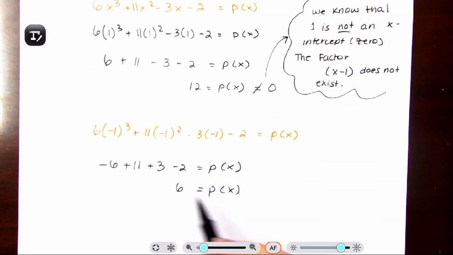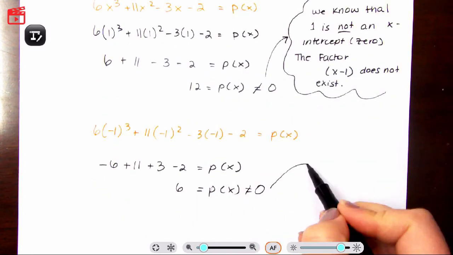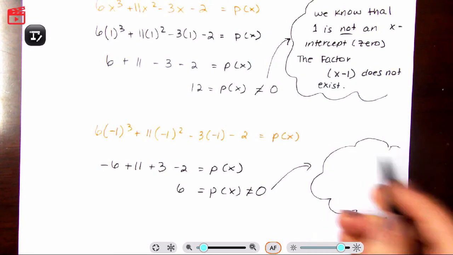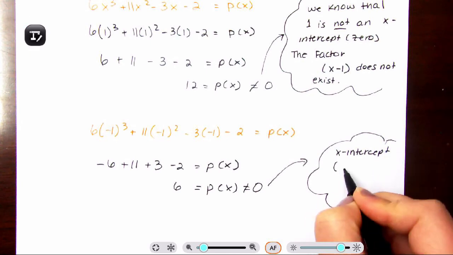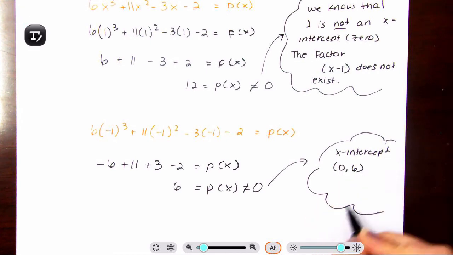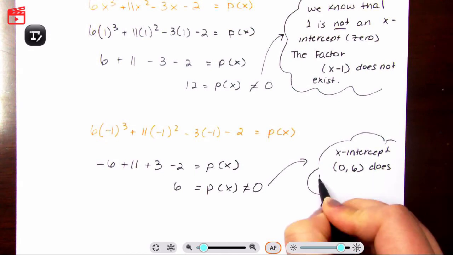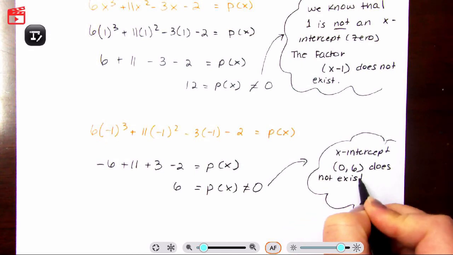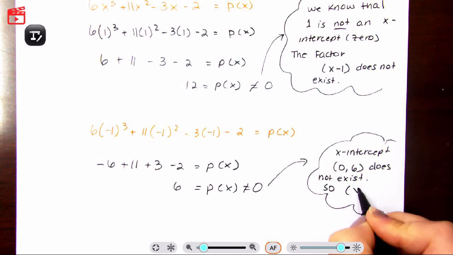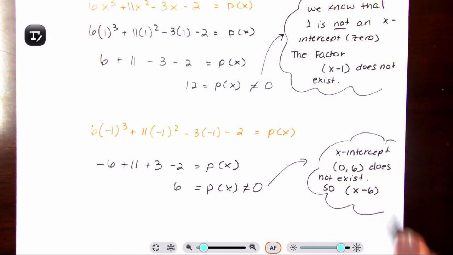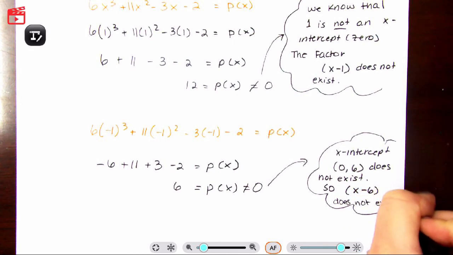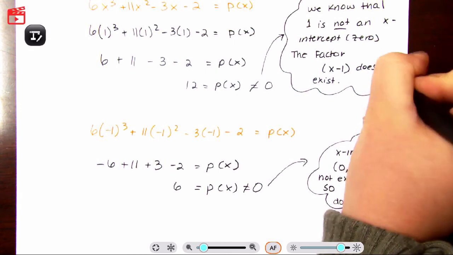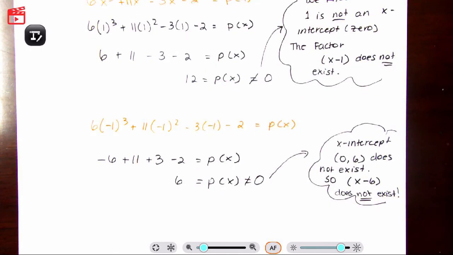So again, this is not equal to 0. So what does this tell us? It tells us the x-intercept of 0, 6 does not exist. So the factor of x minus 6, again, we're doing the opposite bubble, does not exist. It does not exist. All right, let's try another one. I'm going to jump a little bit and I'm going to do negative 2.